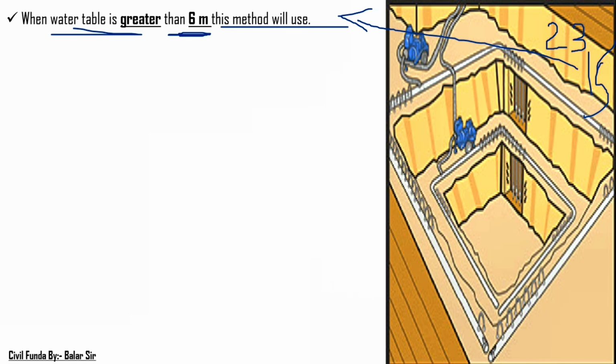Why fulfilled? Because the first condition indicates that when you need to lower your water table more than 6 meters, at that time the multi-well point system will be used. Right now, up to how much depth do we need to go? 15 meters. Clear? So it is more than 6 meters, and because of that I choose the second method. Why am I not going with the first method? Because the first method indicates you go up to 5 meters maximum.